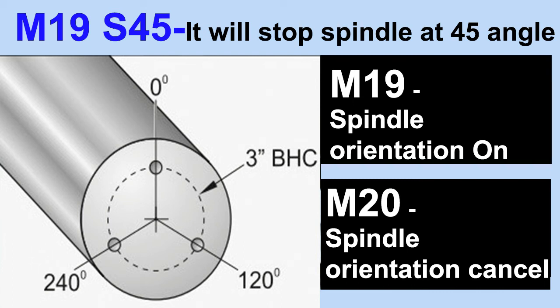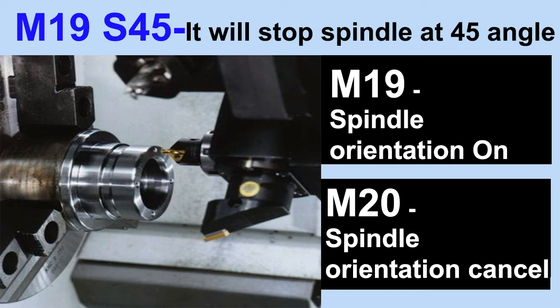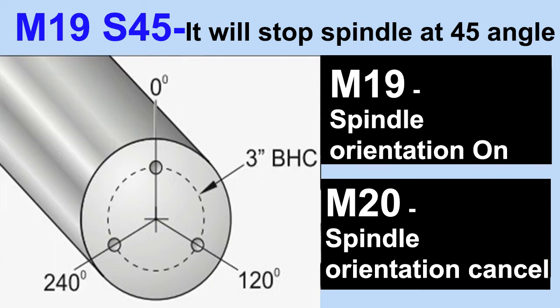Next we have M19, which is used for spindle orientation. The spindle will stop at a fixed angle which is defined by the operator. Spindle orientation is normally used for milling operations on a CNC lathe machine. In Fanuc, we use S after M19 to define an angle. Example, M19 S45. This will rotate our spindle to 45 degrees in order to do some milling operation on our workpiece. And to cancel this spindle orientation, we use M20.